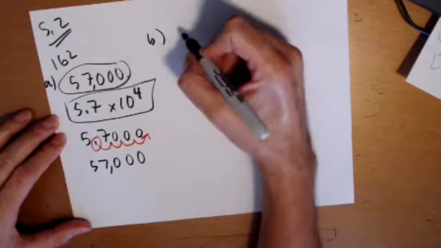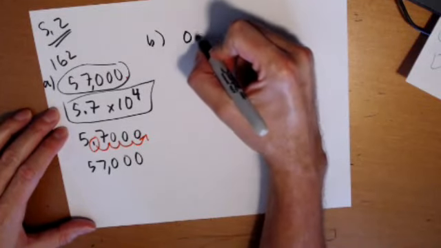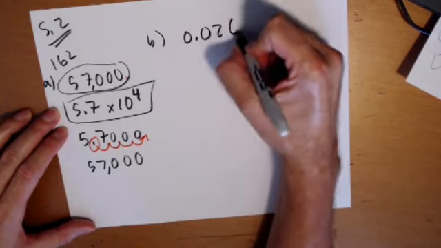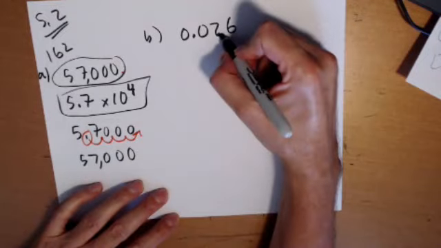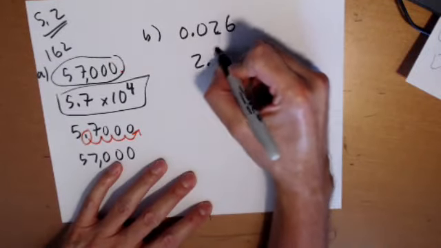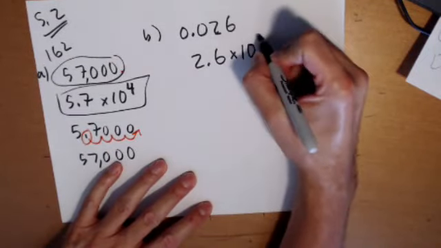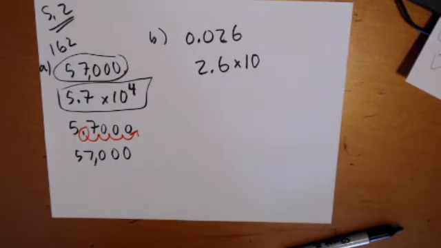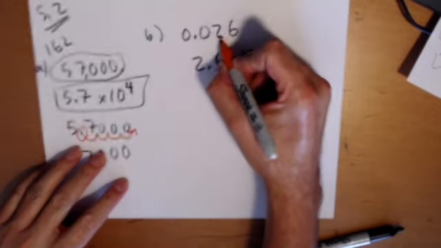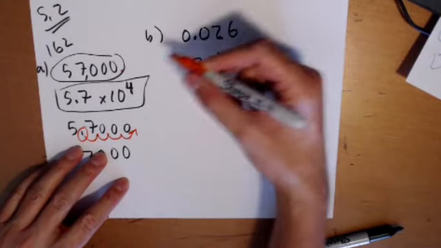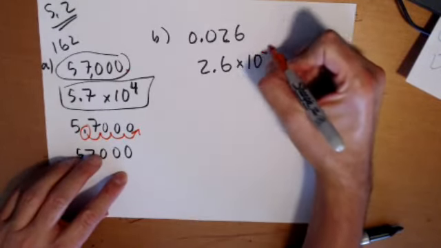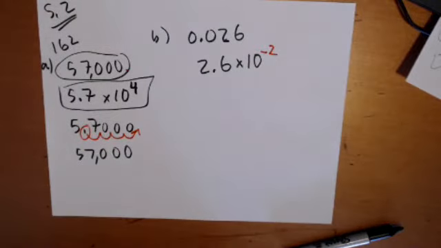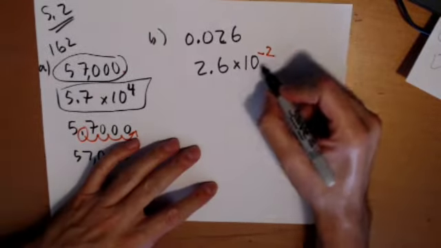Let's say we have question B. It says 0.026. Okay, so hopefully you realize it's going to be 2.6 times 10 to the something. So 2.6, the decimal needs to move 1, 2 places over, but to the left. So to the -2. And then double check your answer. So 2.6 times 10 to the -2.